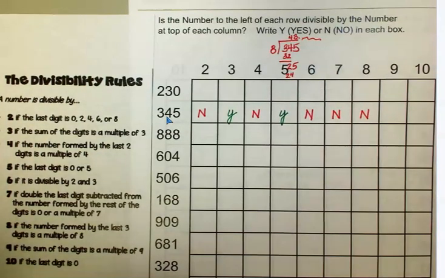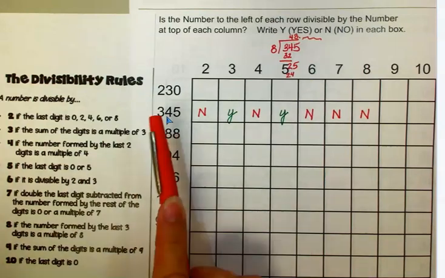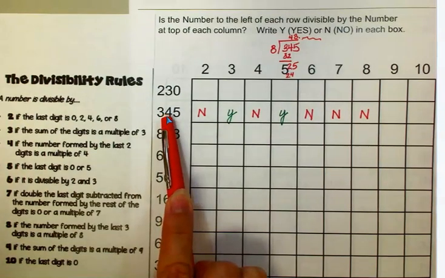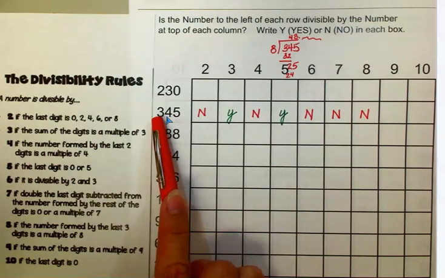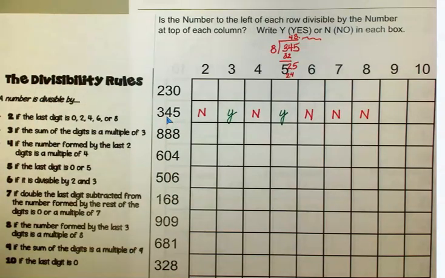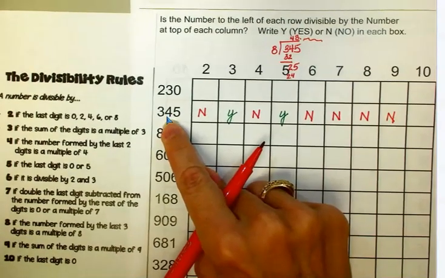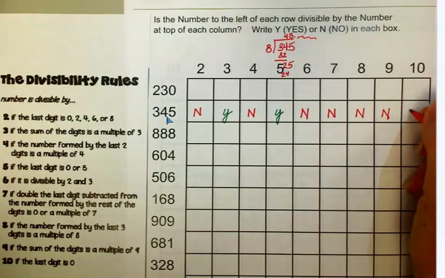All right. If the sum of the digits is a multiple of 9, 3 plus 4 is 7. Remember, it says sum of the digits, so I'm adding the digits. 3 plus 4 is 7 plus 5 is 12. 12 is not a multiple of 9. And it's also not divisible by 10 because it does not end in a 0.